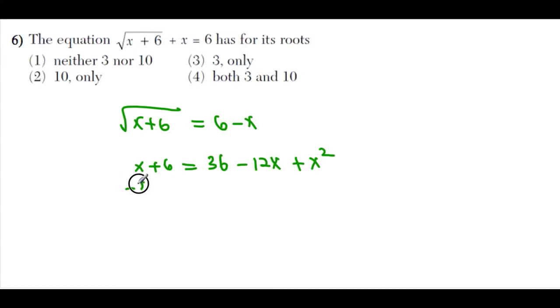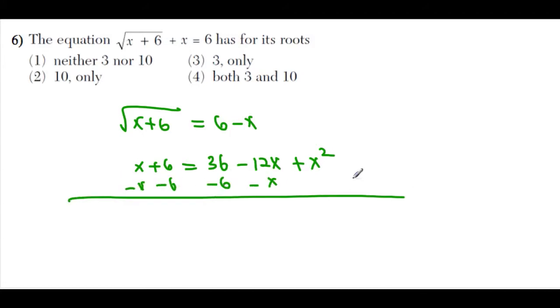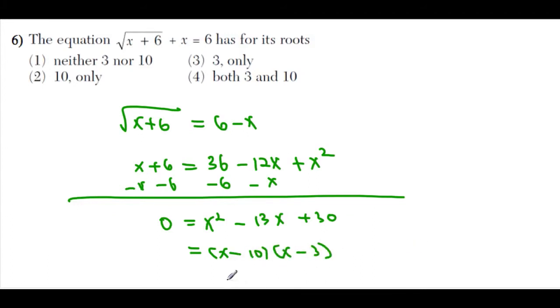So when you subtract x, subtract 6, then we end up getting 0 equals, I'm going to write down x squared first, minus 13x plus 30. Then here we can see that this can be factored into (x minus 10)(x minus 3). So therefore x has to be equal to 10 or 3.